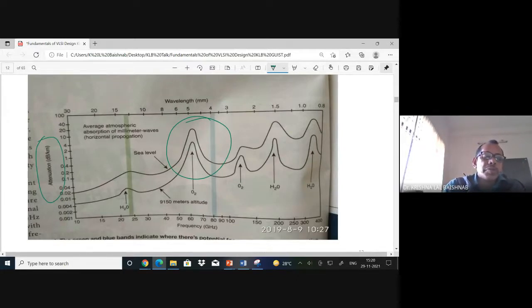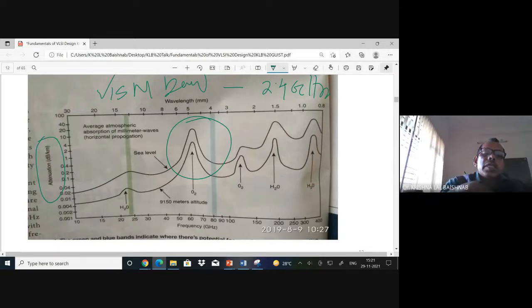You see the attenuation. 60 gigahertz attenuation is very high. And whatever we call the Wi-Fi band or ISM band, another frequency band in industry. ISM band stands for industrial, scientific and medical. This band is basically 2.4 gigahertz. All of you know this is a free band, no license is required. ISM band: industrial, scientific and medical.